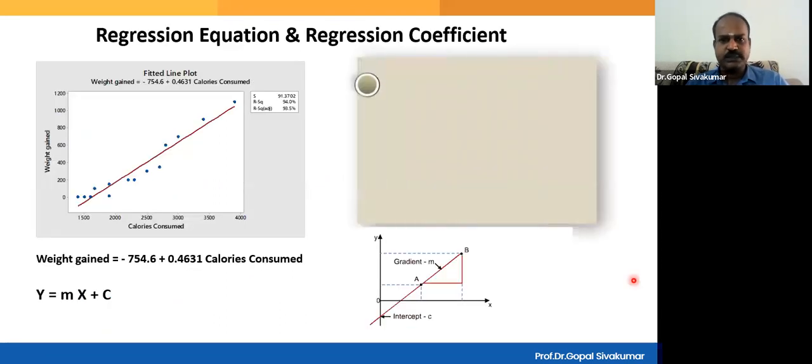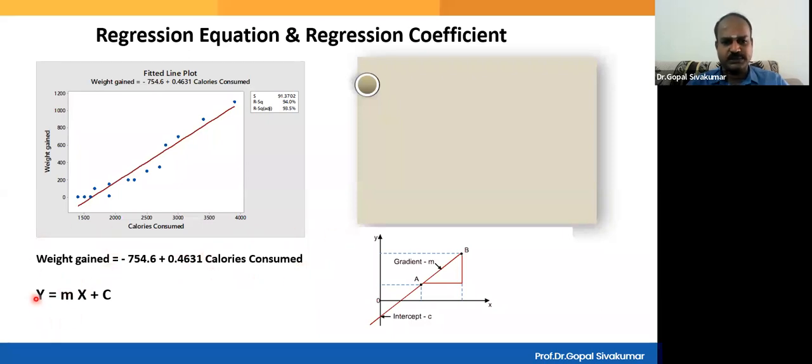And now you see here there is a regression equation. This regression equation again talks about two variables, calories consumed and weight gain. As the calorie consumption is increasing, the weight gain is also found to increase. And now this is the regression equation. See here, weight gain, the y variable, is equal to a constant term, minus 754.6, plus 0.4631 times calories consumed. The calories consumed is the x variable and the weight gain is the y variable.